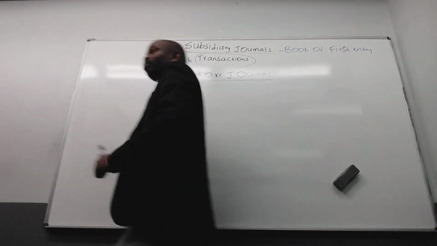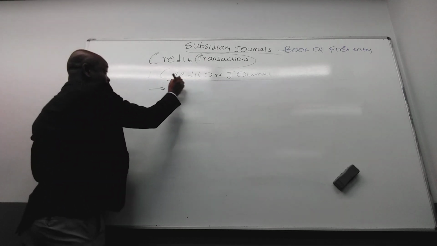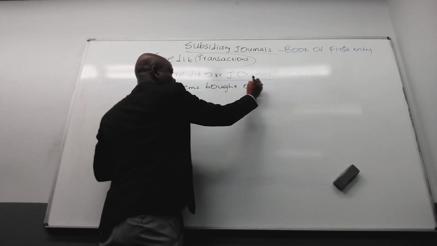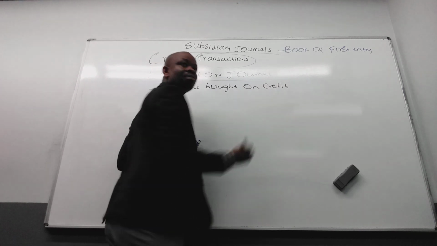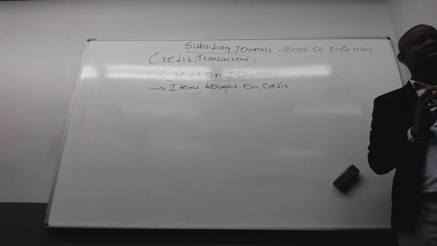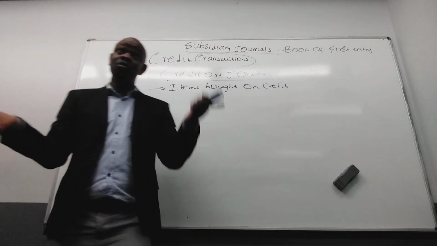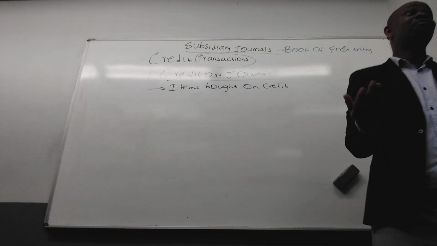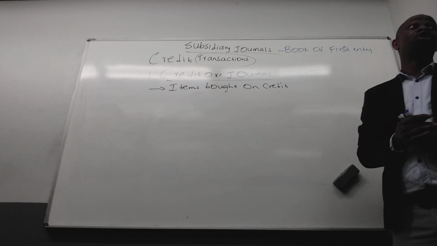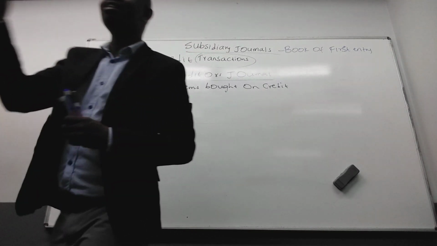Now, here we record items bought on credit. Remember, under the accounting equation, we used to buy on credit. Okay, what can we buy on credit, for example? Trading stock, equipment, because not everyone has cash at their disposal. Very few people are swimming in cash, but the majority are swimming in debts. It's a reality. So sometimes we buy on credit.